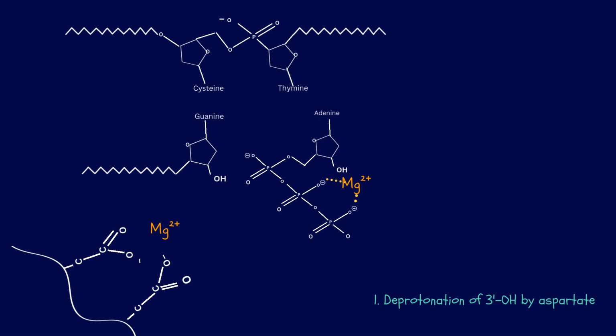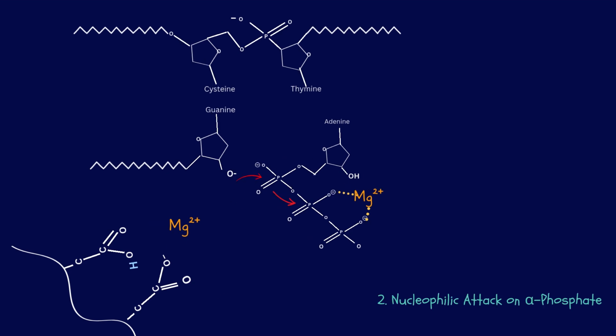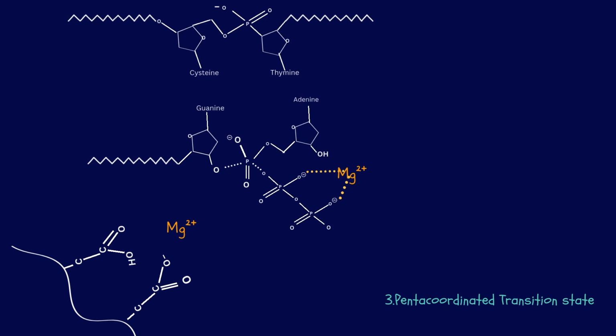An aspartate residue near the incoming dNTP, that is guanine here, acts as a base, abstracting a proton from the 3' OH of the growing DNA strand. This converts the 3' OH into a more reactive nucleophile. The electron-rich 3' oxygen attacks the alpha phosphate of the incoming dNTP, that is adenine here. This creates a trigonal bipyramidal penta-coordinated transition state around the phosphate.